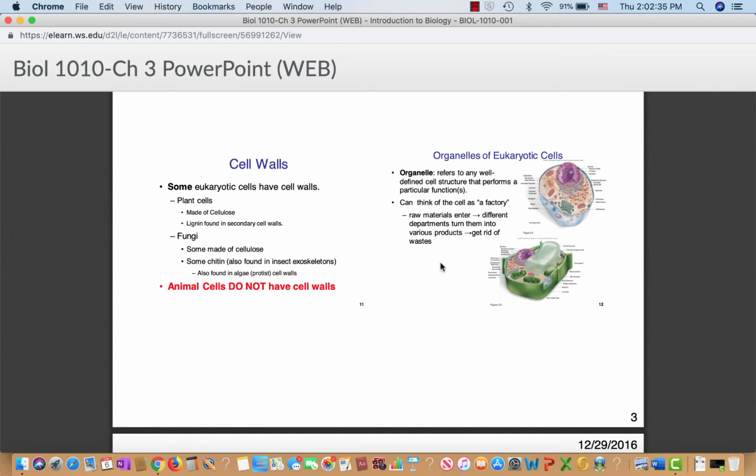Organelles refers to any well-defined structure that performs a particular function, and they like to use this analogy of a cell being a factory. You send raw materials in, they go to different organelles and are processed properly, and then you get products out of them, and then you also have to pump waste outside the cell.